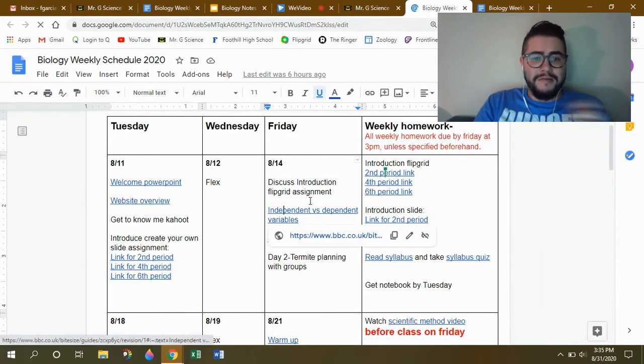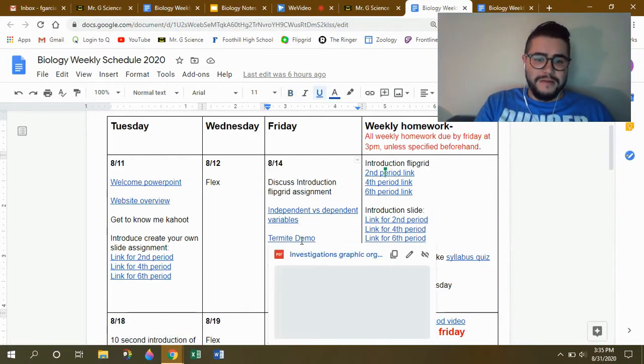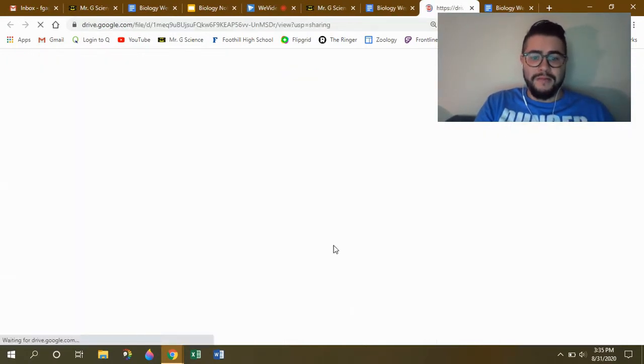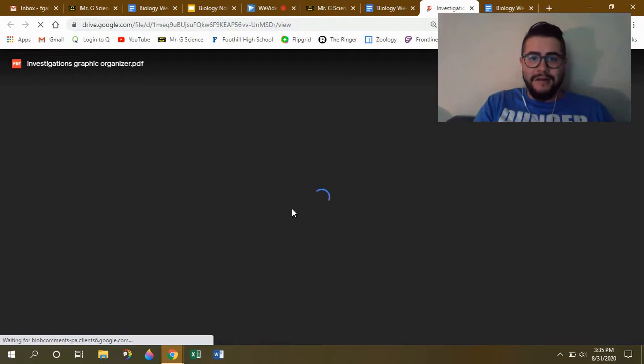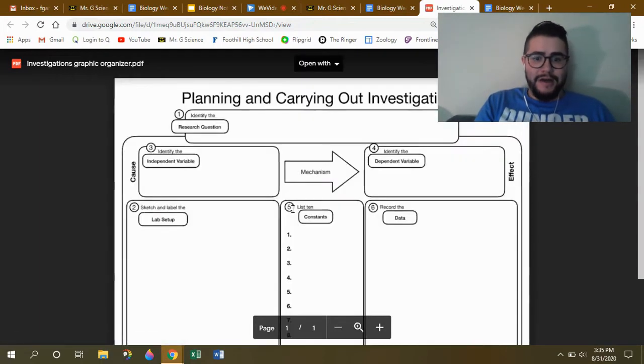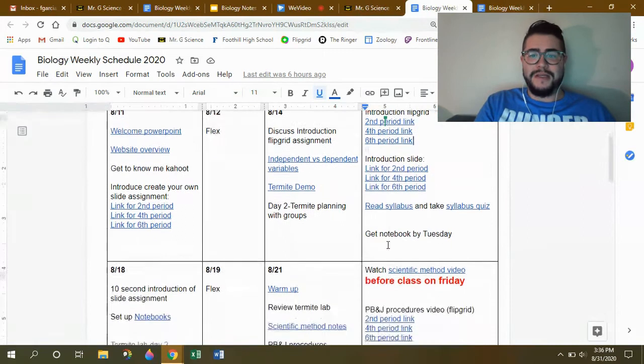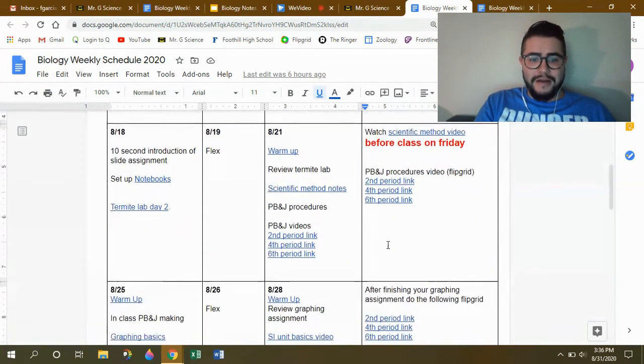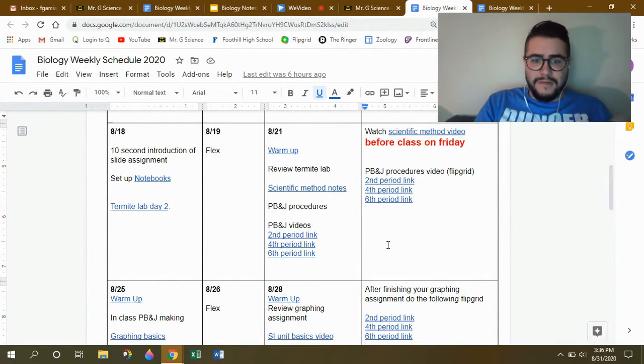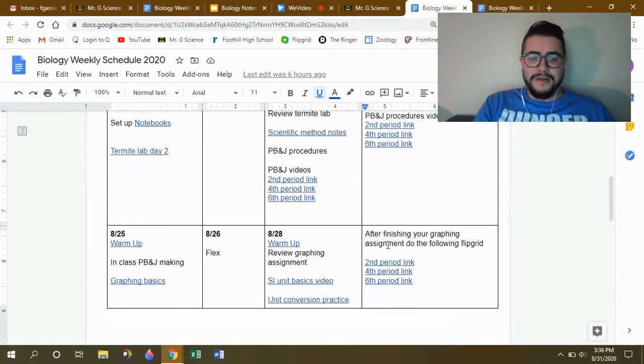Here's something we did on day 2 in class, where they were planning an investigation. You can see the assignment there, and this is what they would have had to do that day. Also in the class calendar, you can see weekly homework assignments. Every homework assignment is linked in there on a week-to-week basis. So if they're not sure what to do, go to the class calendar. If they missed a day, go to the class calendar. It is all laid out for them there.